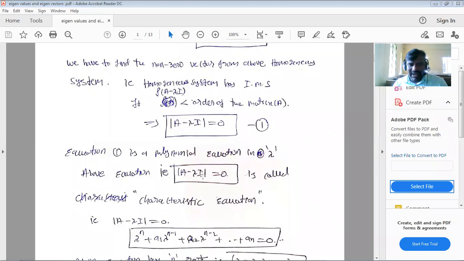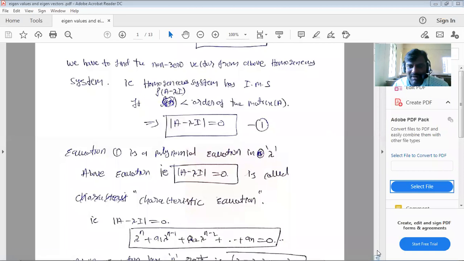What is the determinant of A minus lambda I equal to 0? It's a polynomial equation. Every polynomial has how many roots? Degree of the polynomial, n. Therefore, how many roots can we get? N roots. Therefore, what is the characteristic equation?